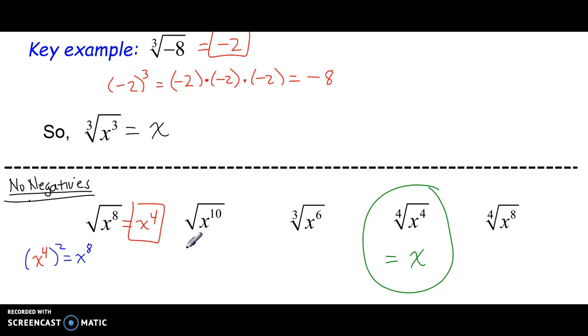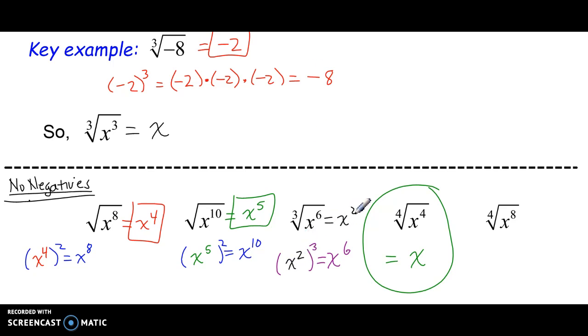Same idea for this next one. Something squared has to give you x to the 10th. And really it's guess and check, but kind of easy guessing and checking. You'll probably guess right the first time. You get x to the 5th. This next one's a little bit tricky. We want something cubed coming out to x to the 6th. Yep, sure enough, x squared cubed gives you x to the 6th. And then this one down here, we want something to the 4th, giving you x to the 8th. And yeah, that's x squared also.